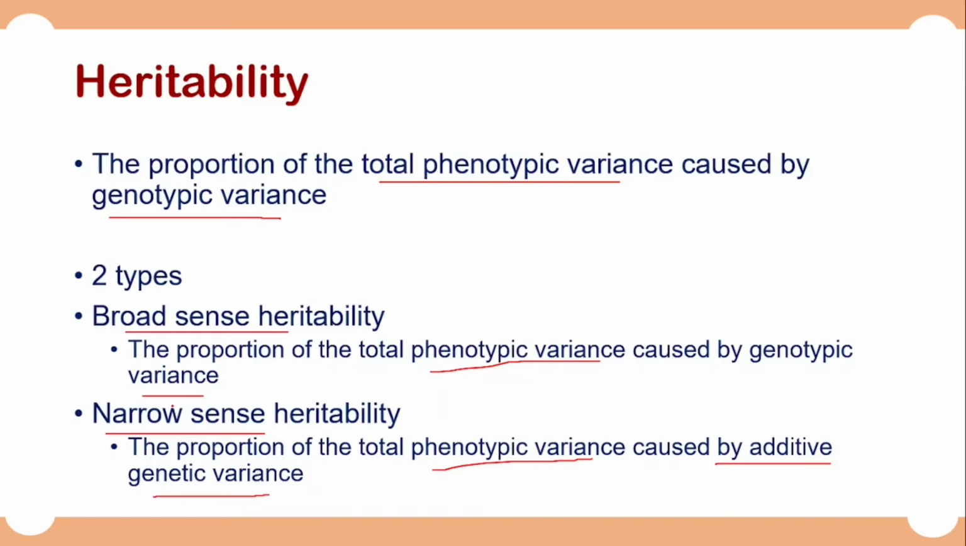So there is only one difference between the broad sense and narrow sense heritability. The broad sense heritability is the ratio of phenotypic variance that is due to genotypic variance, and this genotypic variance contains all the three genetic effects, which are the additive genetic effects, dominance effect, and epistatic effect. But in case of narrow sense heritability, we only account for the additive genetic variance. So it is the ratio of phenotypic variance that is due to additive genetic variance.